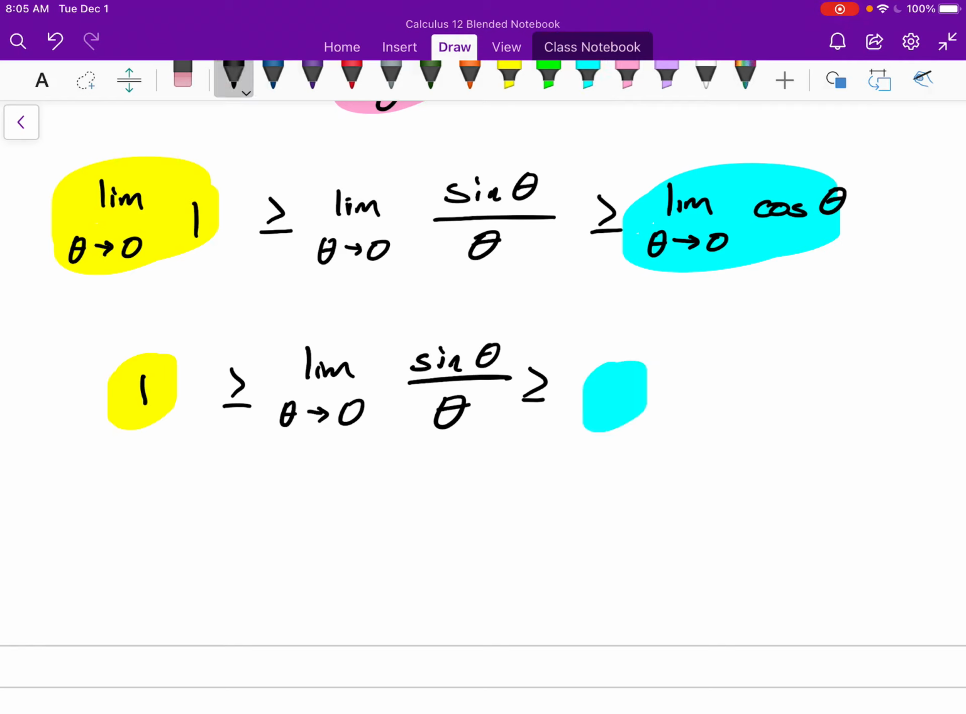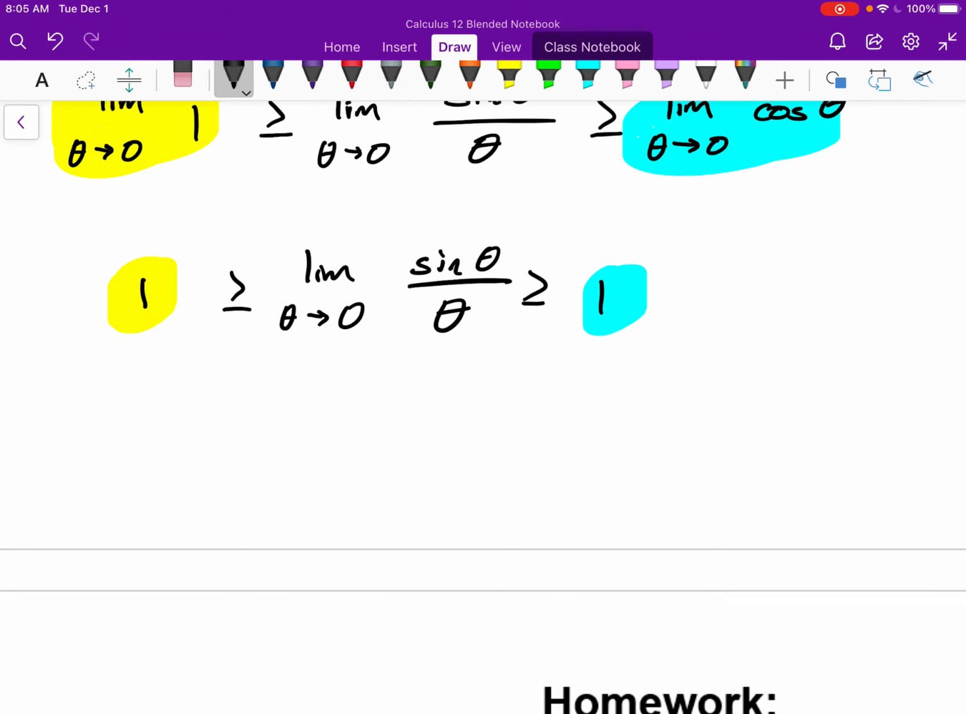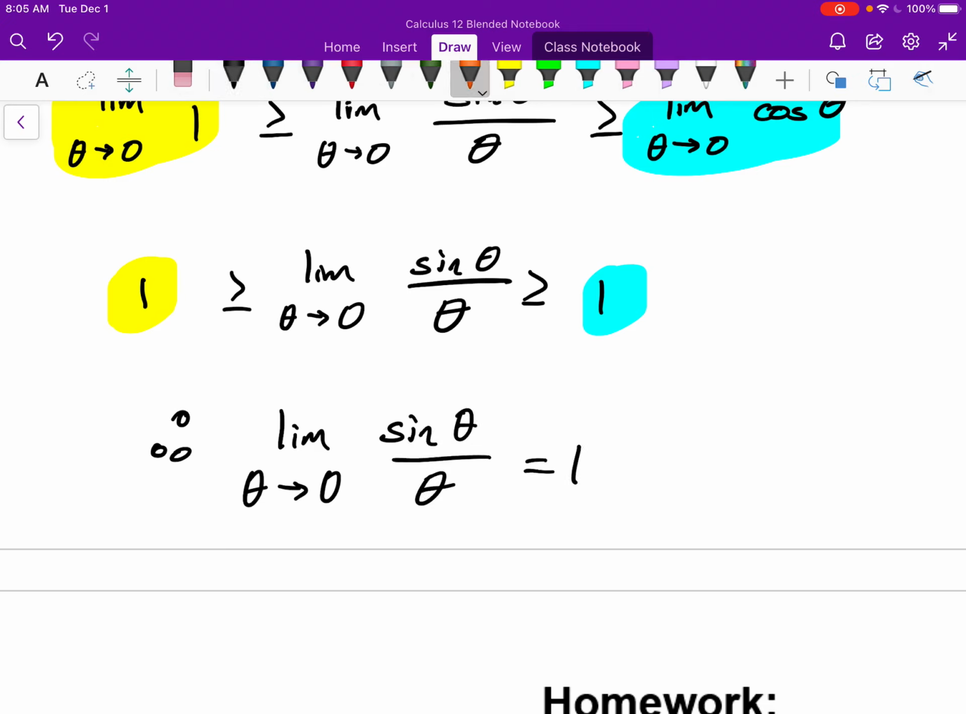And so we have this again, where I couldn't directly evaluate the limit of sine theta over theta as theta approaches 0, but I can see it's a number between 1 and 1. So therefore, with this geometric and algebraic proof, I know the limit as theta approaches 0 of sine theta over theta must equal 1.